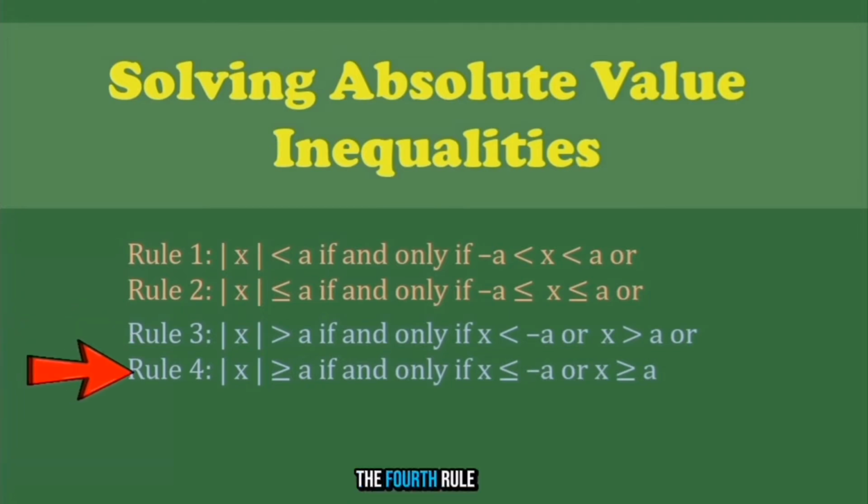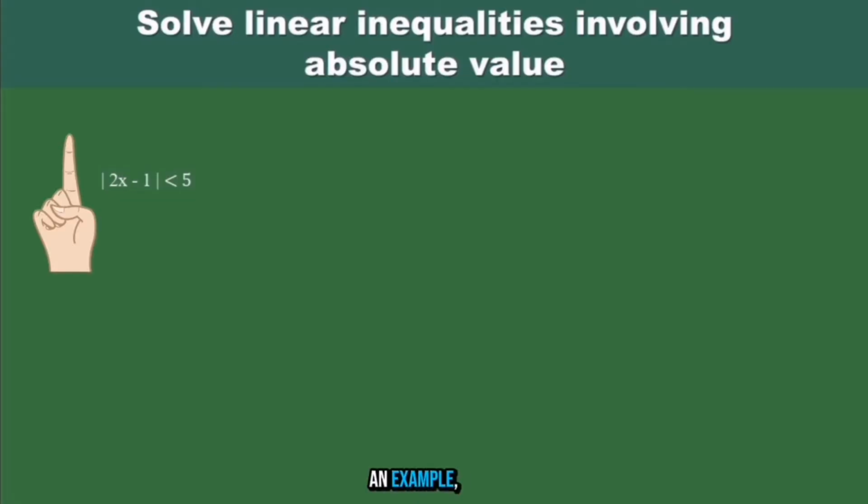We have here the fourth rule. The absolute value of x is greater than or equal to a if and only if x is less than or equal to negative a or x is greater than or equal to a. Meaning to say, if the absolute value of x is greater than or equal to a certain number, then x must be less than or equal to the negative of that number or greater than or equal to the positive of that number. In simple terms, x is either less than or equal to negative a or greater than or equal to a. We have here an example.